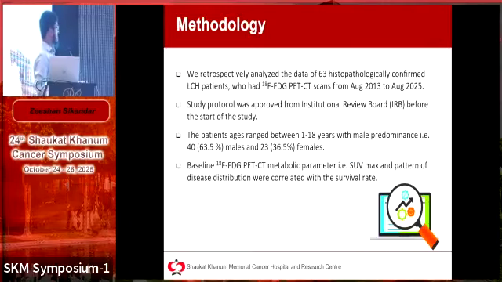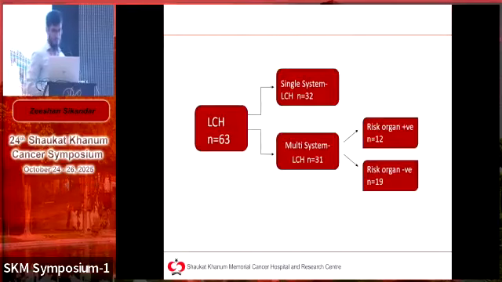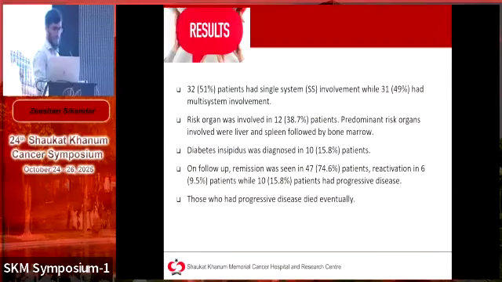The patient age ranged from 1 to 18 years with male predominance, 63% were male and 37% were female. Baseline FDG PET-CT metabolic parameter, that is SUV max, and pattern of disease distribution were correlated with the survival rate. Total patients were 63; single-system LCH patients were 32 and multi-system LCH 31. Risk organ was positive in 12 out of 31 patients, while risk organ was negative in 19 patients. 51% of patients had single-system involvement, while 49% had multi-system involvement.